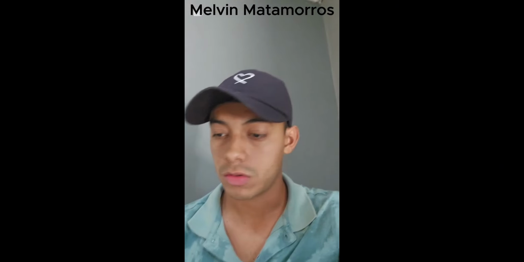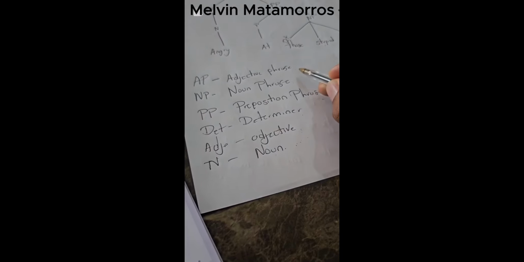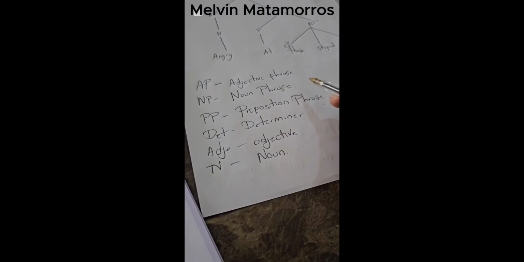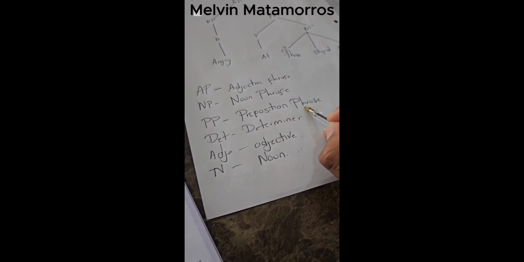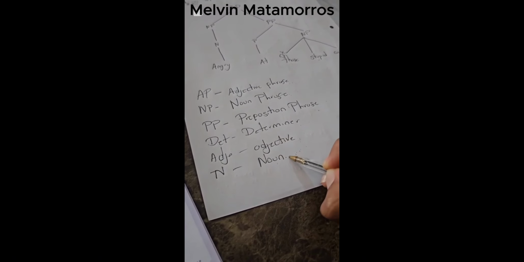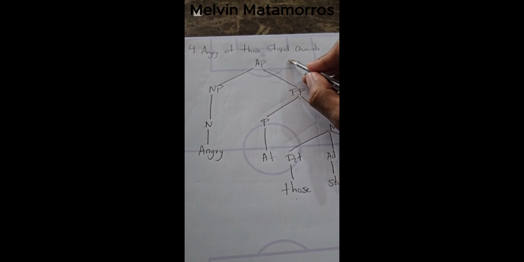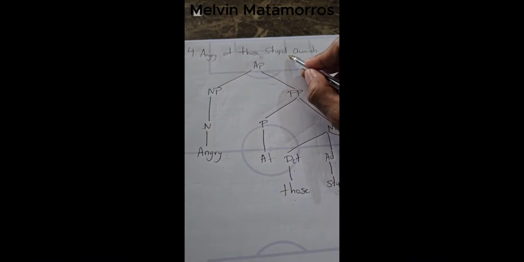I had the number 4 before then. AP is an adjective phrase, NP is a noun phrase, PP is a preposition phrase, Det is a determiner, Adj an adjective and N a noun. Then the number 4, the sentence is angry at those stupid awards.